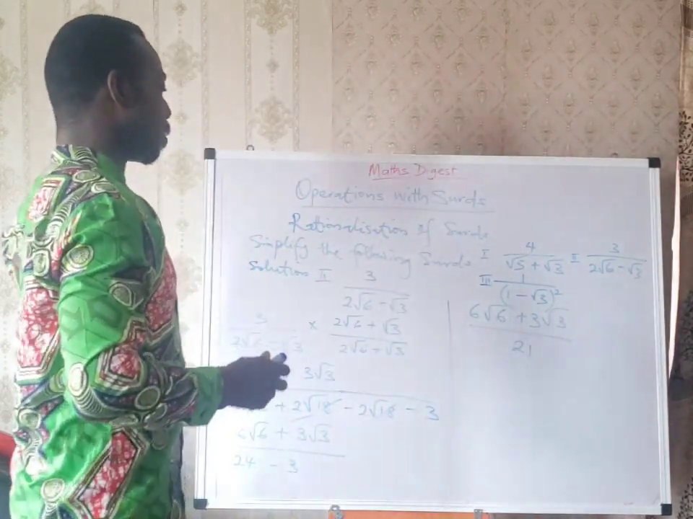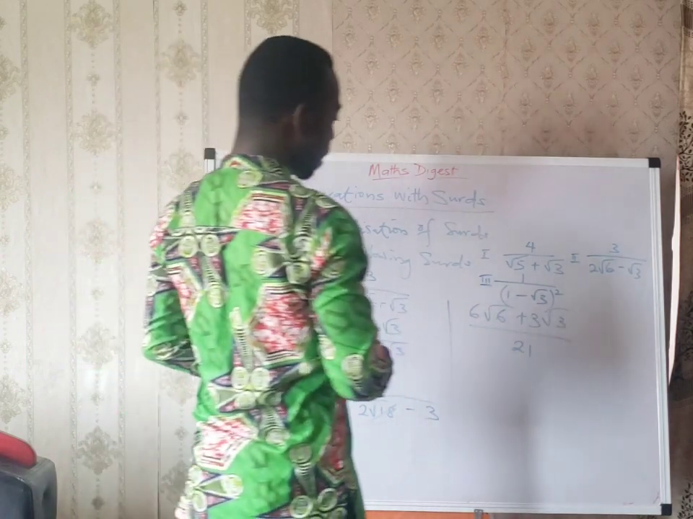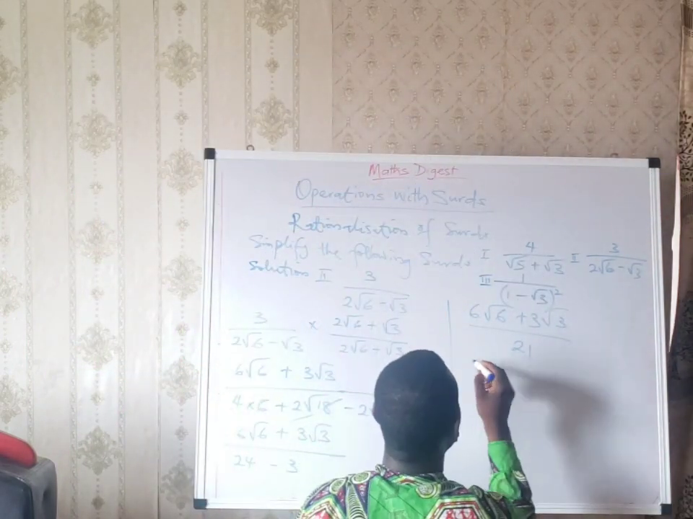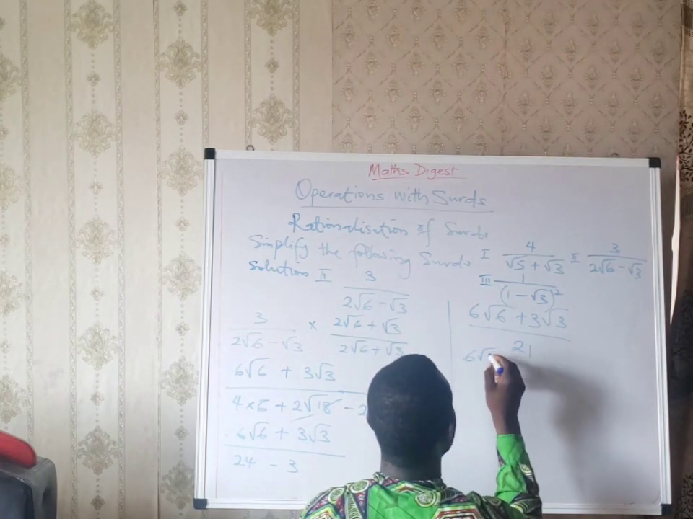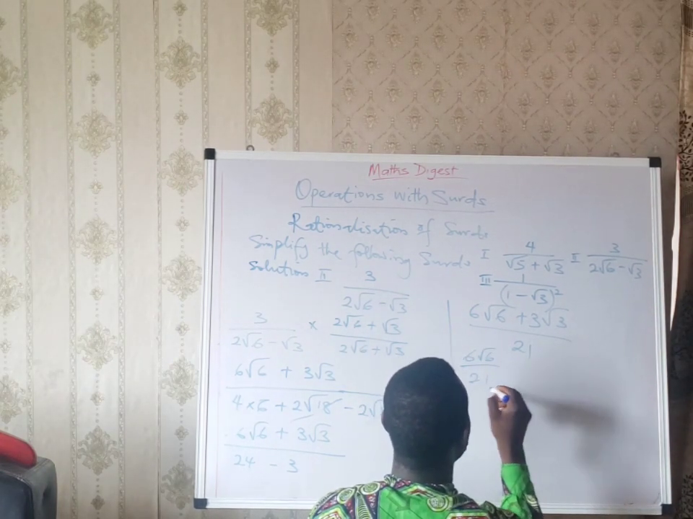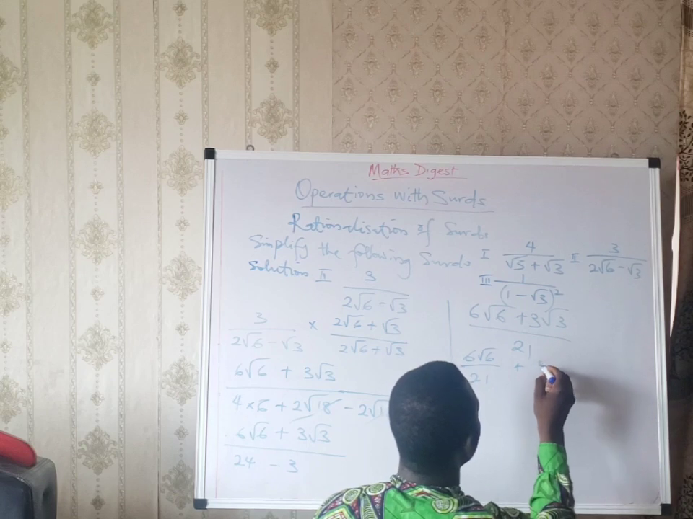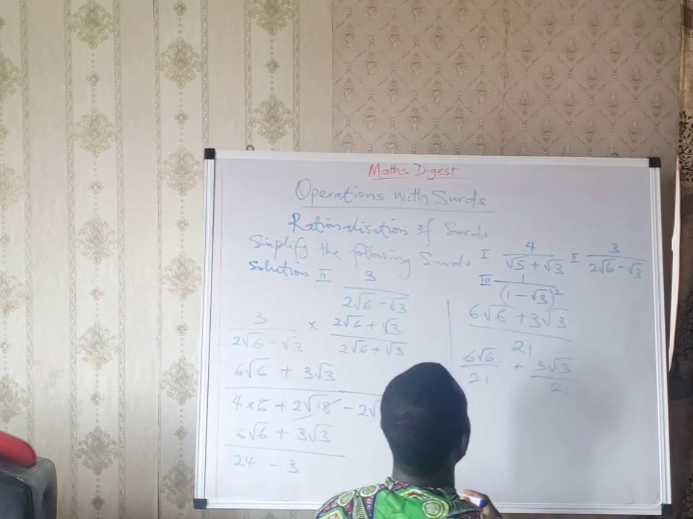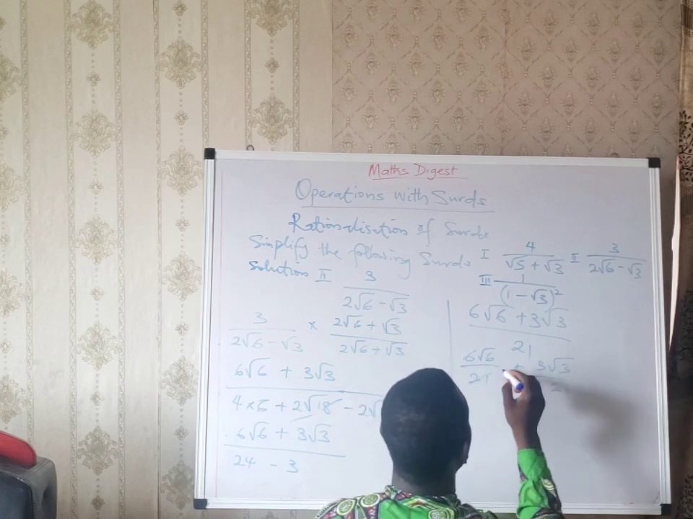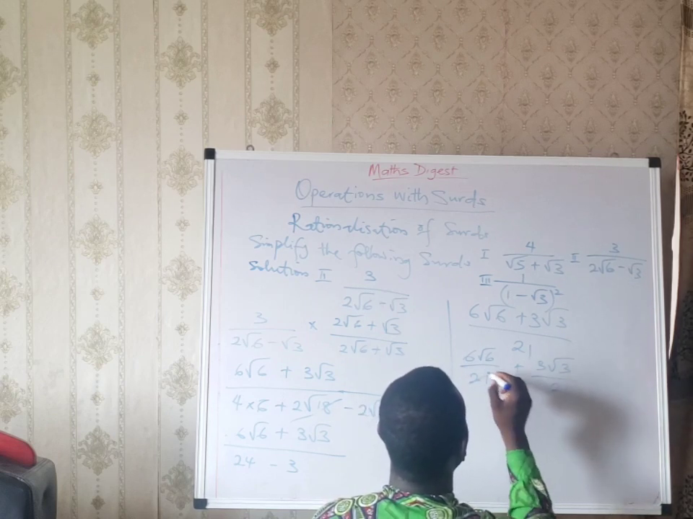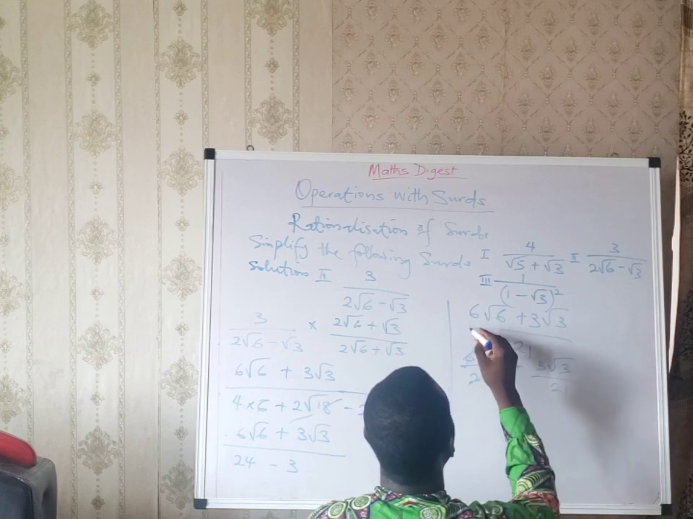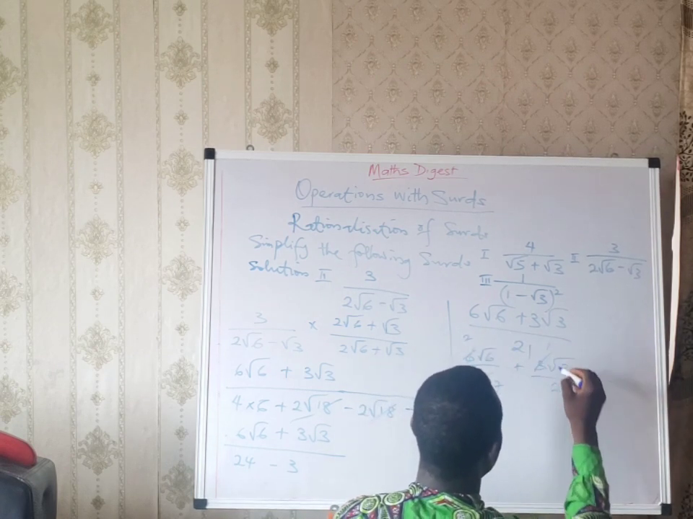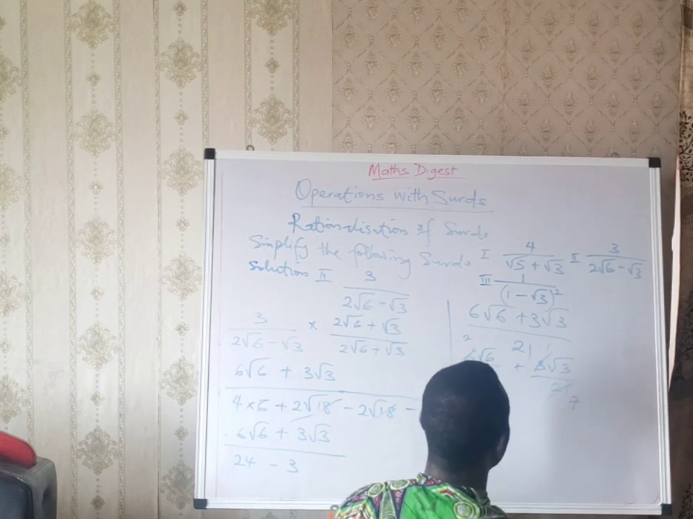Okay? Now, we can go ahead and break it again. And we can have that 6 root 6 over 21 plus 3 root 3 over 21. 3 can go here, 7. If it goes here, we have 2, okay? Now, 3 can go here, 1. If it goes here, we have 7, okay?